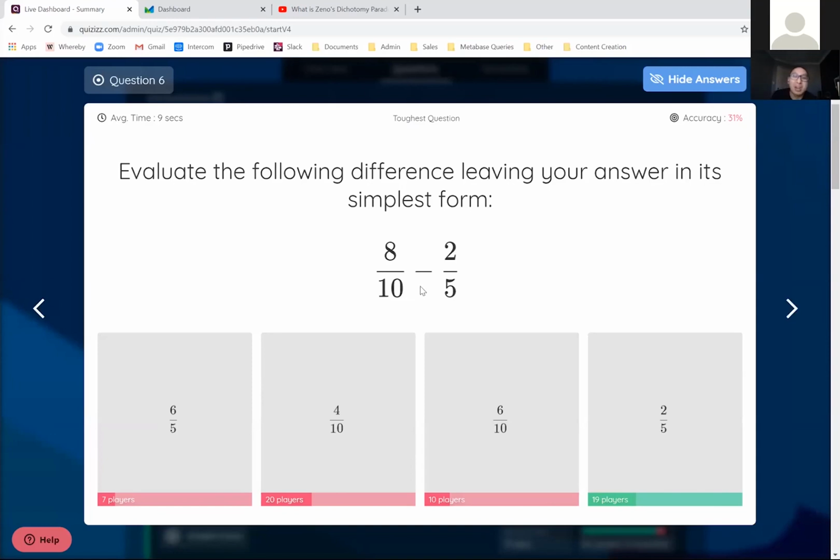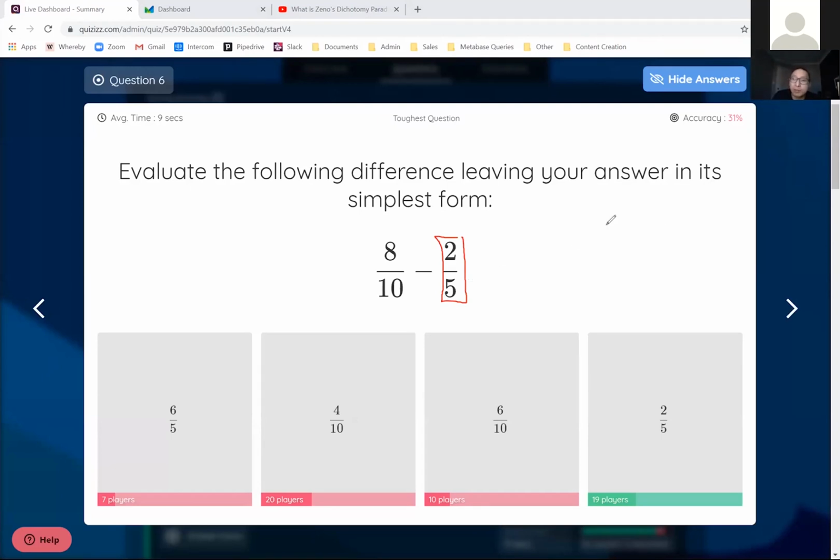Remember, you cannot add or subtract things that have different denominators. I can't add or subtract tenths with fifths. I can only add or subtract tenths with tenths or fifths with fifths. So I actually have to make them the same denominators. Now, how do I do that? I can change this fraction into what we call an equivalent fraction. An equivalent fraction means it's the same amount, but just different numbers on the top and bottom.